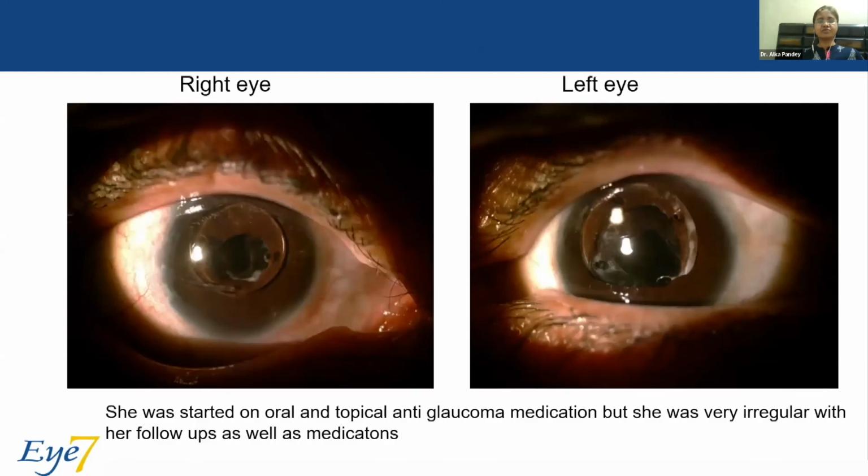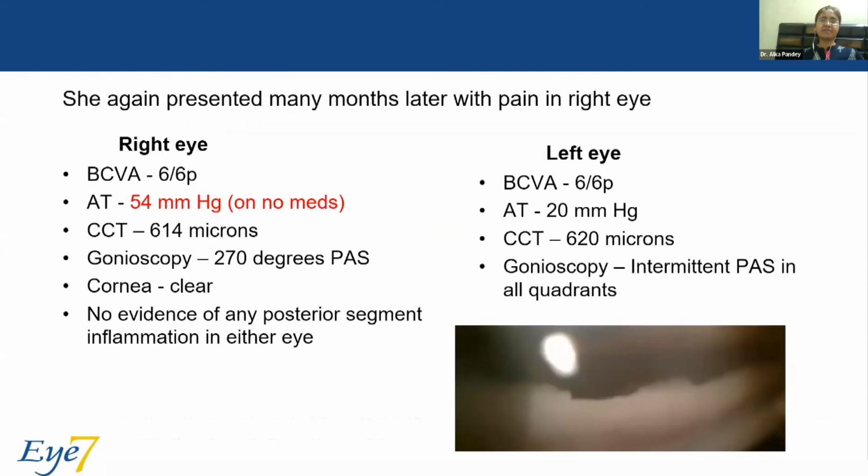So she was started on oral and topical anti-glaucoma medicines, but then she was very irregular with her follow-ups and her medications. She presented many months later with pain in her right eye again, and this time, though her vision was good, her pressure was 54, and she was not using any medicines whatsoever. Her corneal thickness was 614 microns, and gonioscopy showed a 270-degree peripheral anterior synechiae. The cornea was clear, and there was no evidence of any posterior segment inflammation.